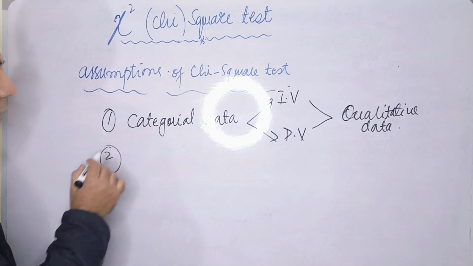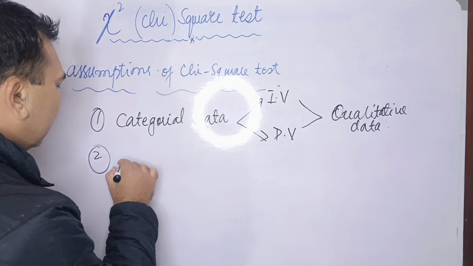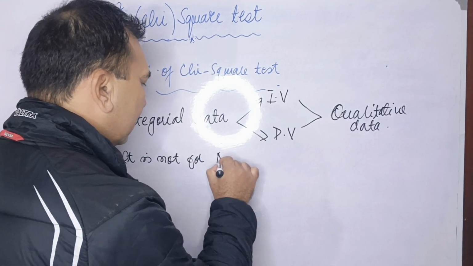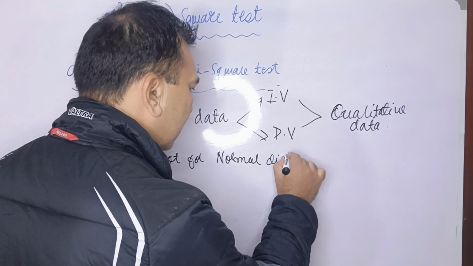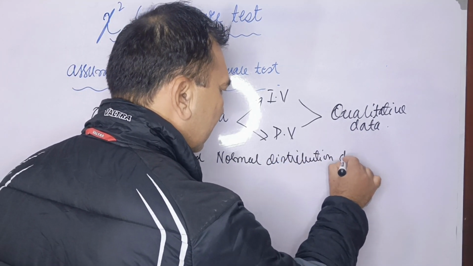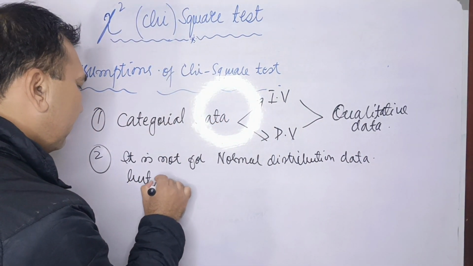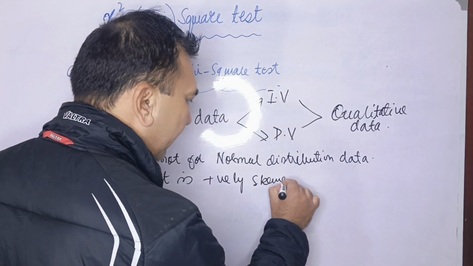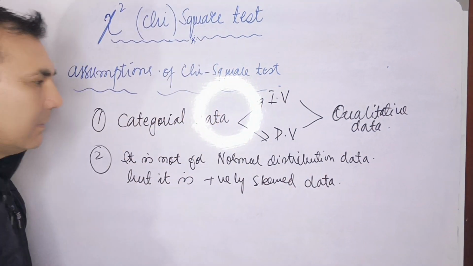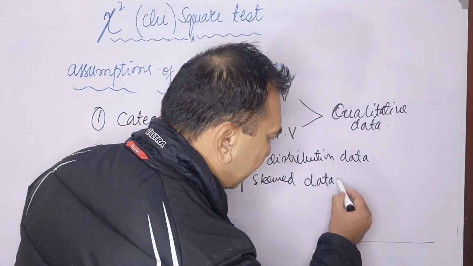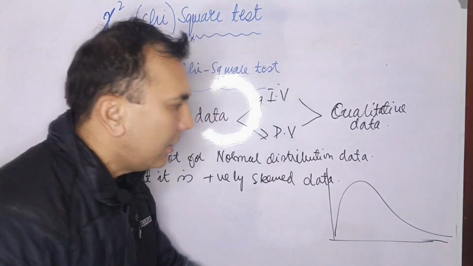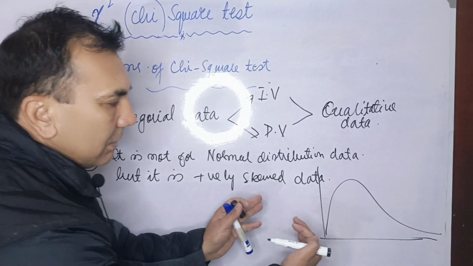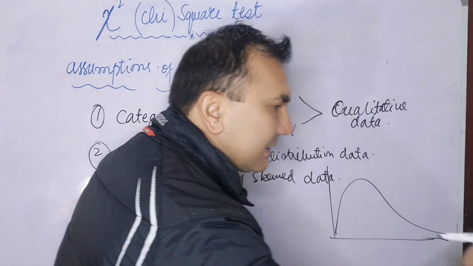The second assumption of the chi-square is that it is not used for normally distributed data, but it is used for positively skewed data, like this. The tail of the data is on the right side, so it is called positively skewed data. The majority of the data is skewed on the right side.